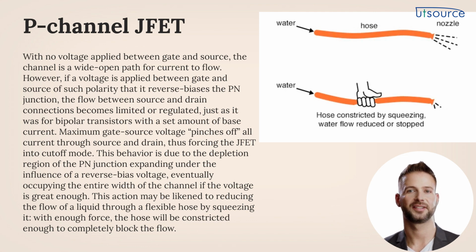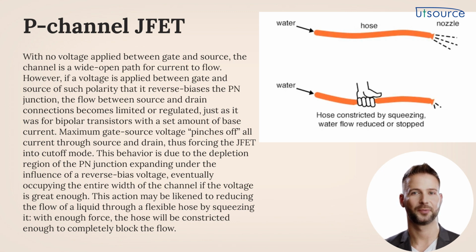Maximum gate source voltage pinches off all current through source and drain, thus forcing the JFET into cutoff mode. This behavior is due to the depletion region of the PN junction expanding under the influence of a reverse bias voltage, eventually occupying the entire width of the channel if the voltage is great enough. This action may be likened to reducing the flow of a liquid through a flexible hose by squeezing it. With enough force, the hose will be constricted enough to completely block the flow.